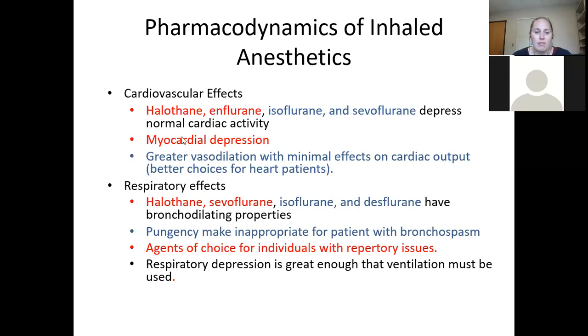The respiratory effects of these different inhaled anesthetics. So halothane and sevoflurane are going to be agents of choice for individuals with respiratory issues, and isoflurane and desflurane, their pungency makes them inappropriate for those patients because it causes bronchospasms, and so you don't necessarily want an individual who's already having issues breathing having these bronchospasms as you're trying to administer this inhaled anesthetic. So this respiratory depression that we see here can be very great, and so it's important that ventilation is also co-administered with some of these inhaled anesthetics.